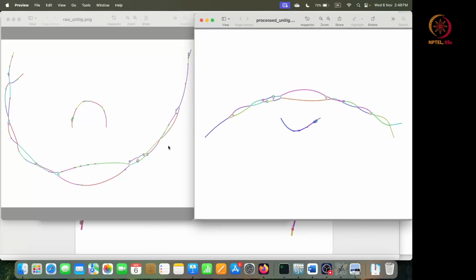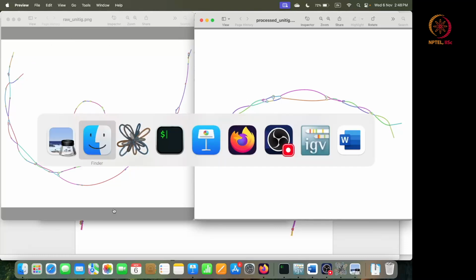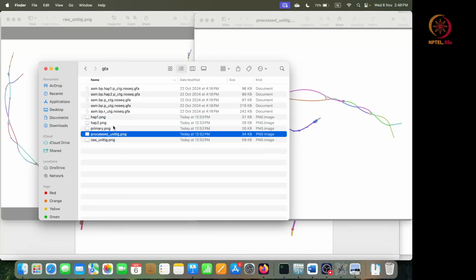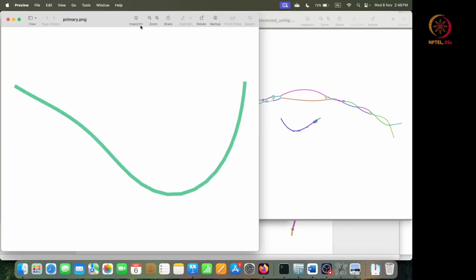You can see that the processed unitig graph is considerably simpler, and this is because several small bubbles that might exist in the raw unitig graph have been removed by hifiasm based on the coverage of the reads at each of those locations. From this simplified graph, hifiasm can infer a primary assembly, and the primary assembly you can see is one single continuous stretch.